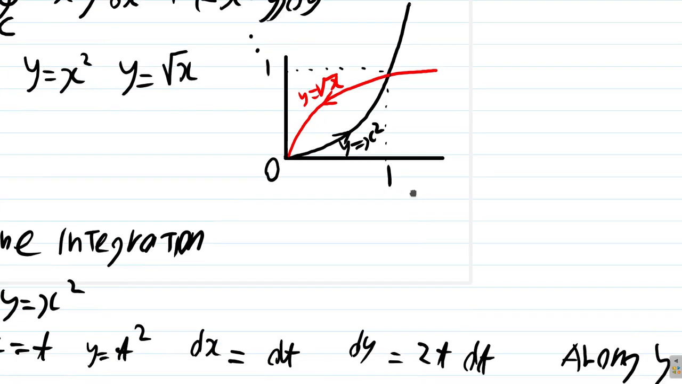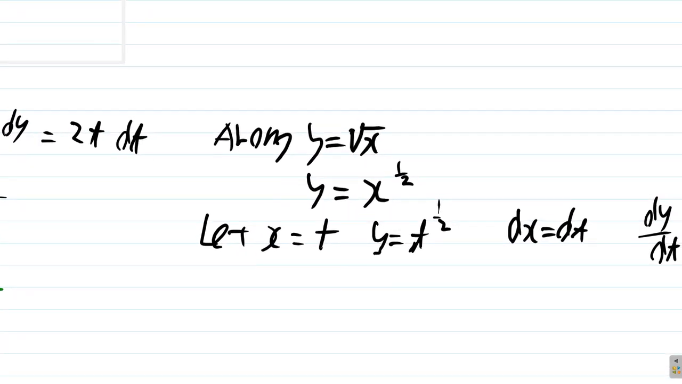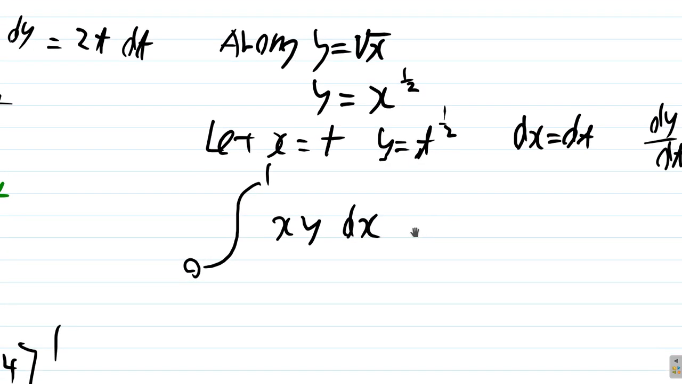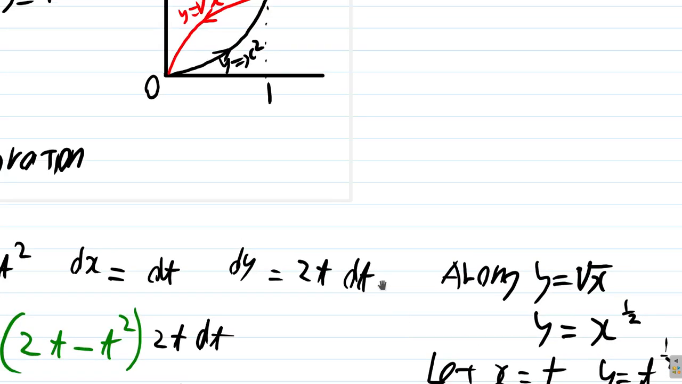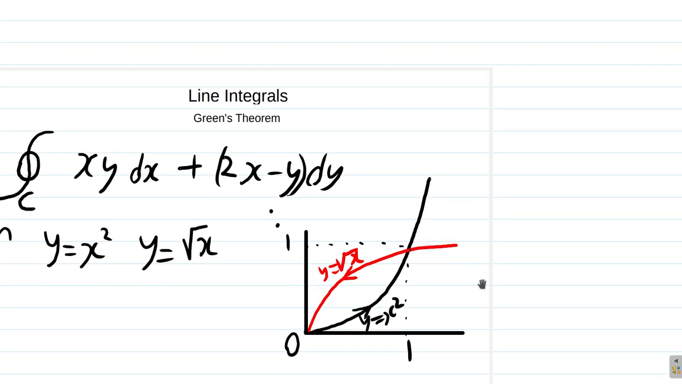Integral from 0 to 1 of xy dx. So what we have is the integral from 0 to 1 of x y dx, but we want to change it to t. X is t, so get rid of this and put t there. Y is t to the half, so get rid of this and put t to the half. Dx is dt, so get rid of the x here and put t. Alright, plus, what's going to happen out here now? 2x minus y dy.